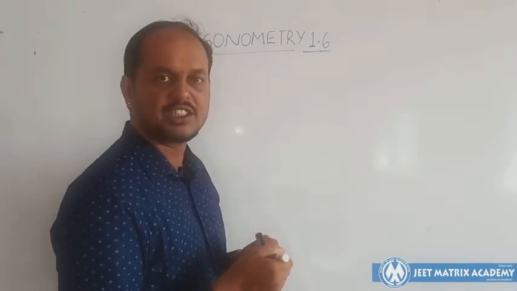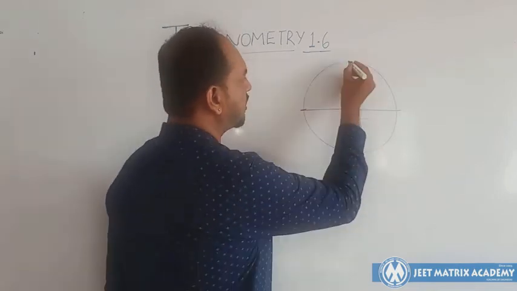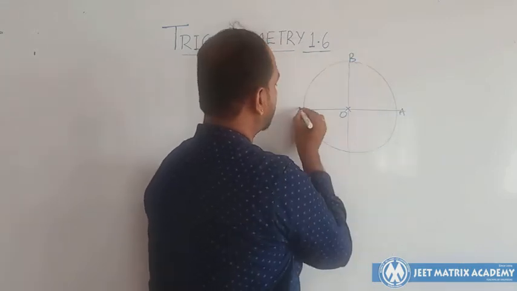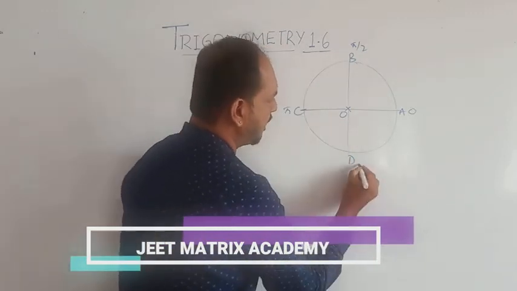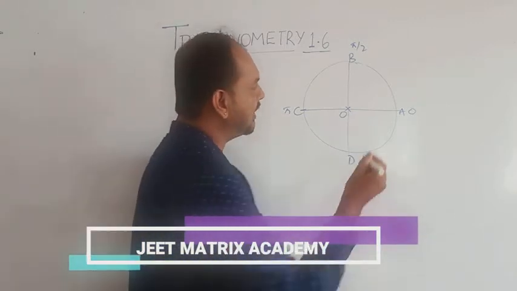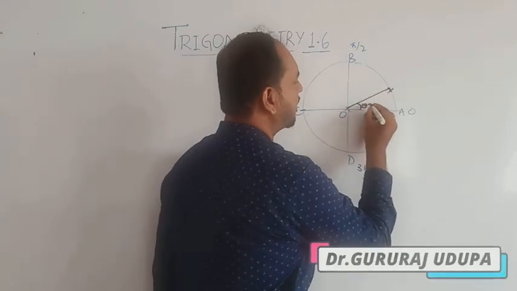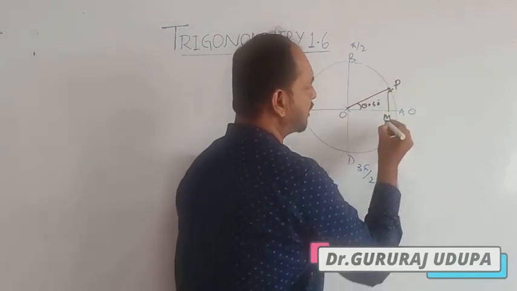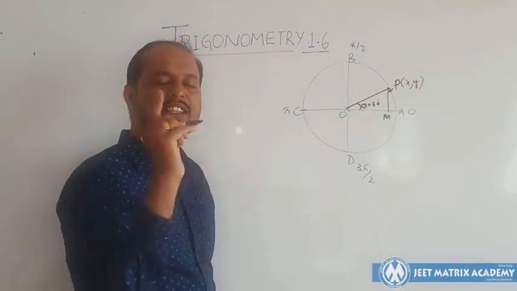Now, first consider one simple circle. I'll connect every concept with this method only. This is my O, this is my A, this is B, C and D. This is 0, pi by 2, this is pi, 3 pi by 2. Am I right? Now I'll consider any one point, say 30 degrees for your convenience. That 30 degrees is my theta. This is my P, and I drop a perpendicular, that is my M. We know the coordinates will both be positive because the point lies in the first quadrant.